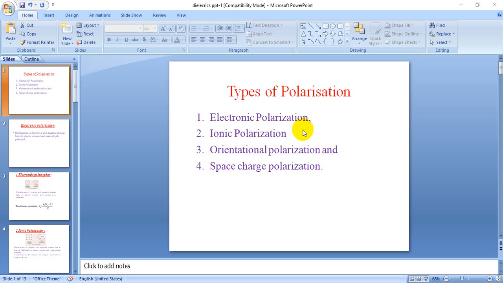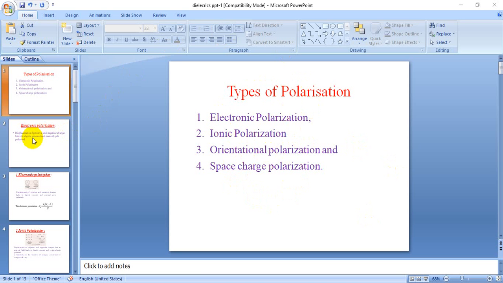Now, we are going to see four different types of polarization. The first one is electronic polarization, then ionic polarization, orientation polarization, and space charge polarization. These are the four types of polarization which I want to show in this PPT. Next, we are going to move to the first type, that is electronic polarization.